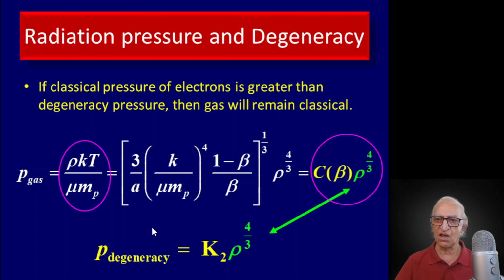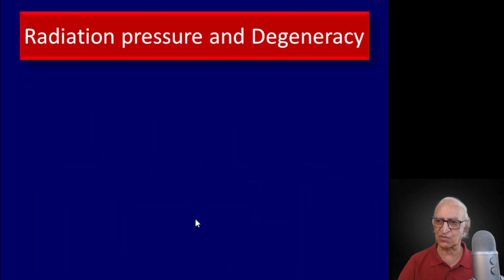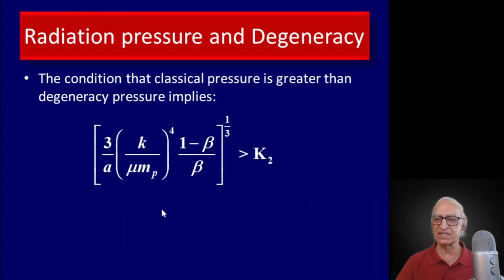So now I can ask the question, what is the condition that the pressure of the gas calculated according to Boyle's law will be greater numerically than the pressure calculated according to the degeneracy formula? In other words, what is the condition that this thing over there is greater than this thing over there? C is given by all these things inside the square bracket to the power 1 by 3. This is what Chandrasekhar did in the paper of 1932. So the condition that classical pressure is greater than the quantum pressure is that this left-hand side must be greater than this constant K2, which comes in the degeneracy pressure. Degeneracy pressure is K2 times rho to the power 4 by 3.